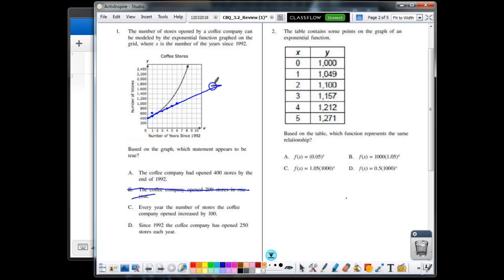So that's a linear function, right? Because each year it's going up by the same amount. Is that what's happening in the graph? No. So C is incorrect.